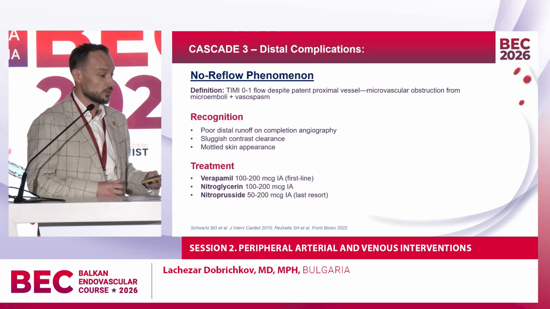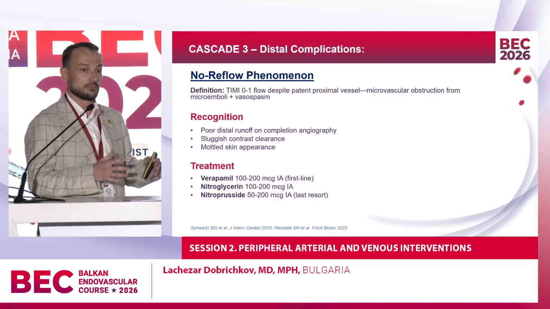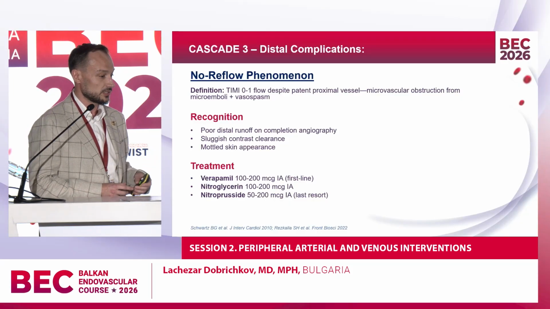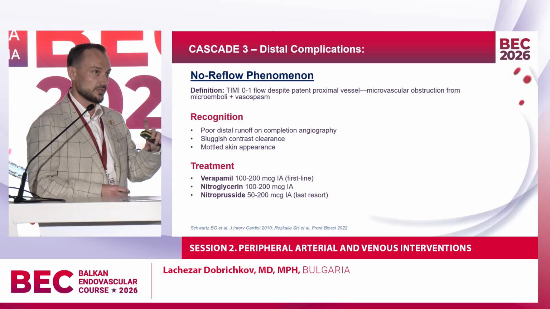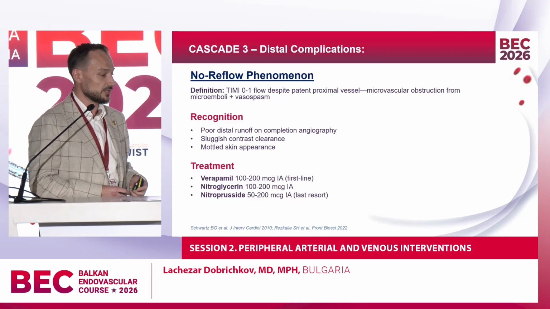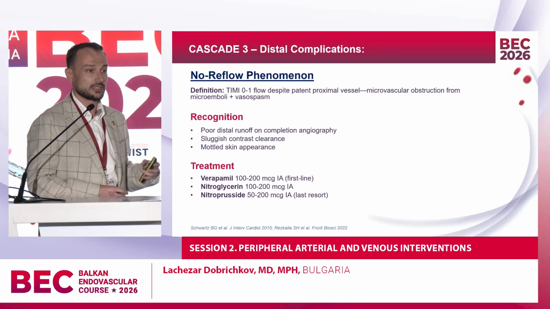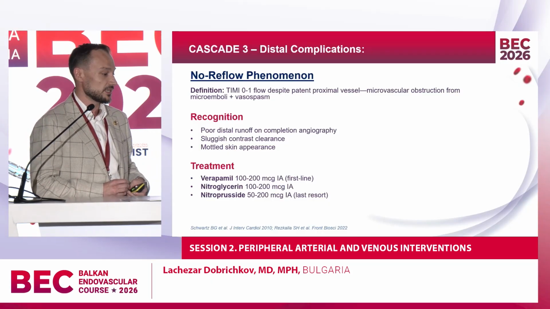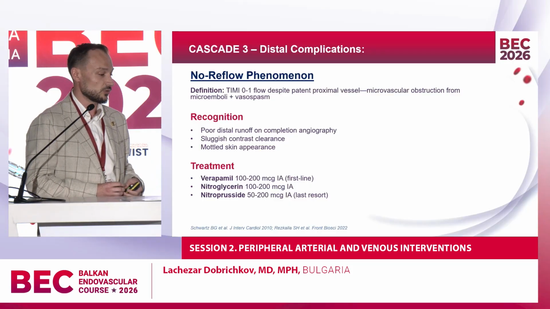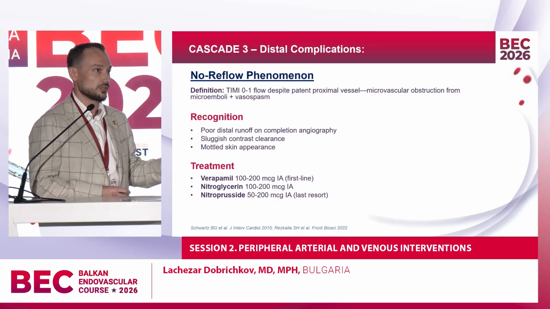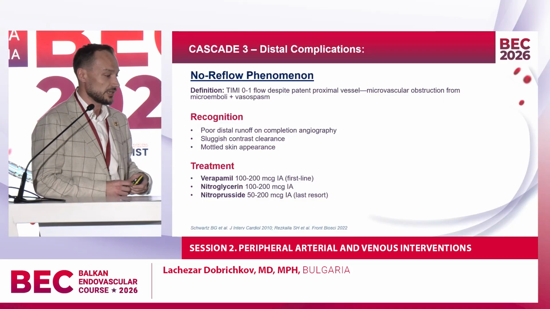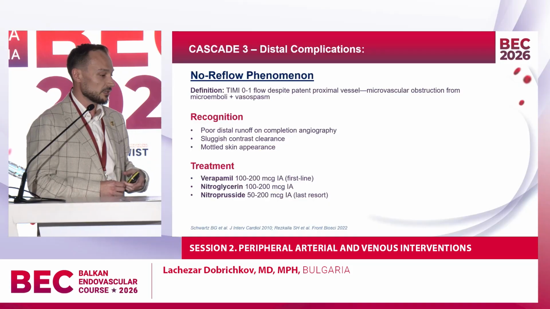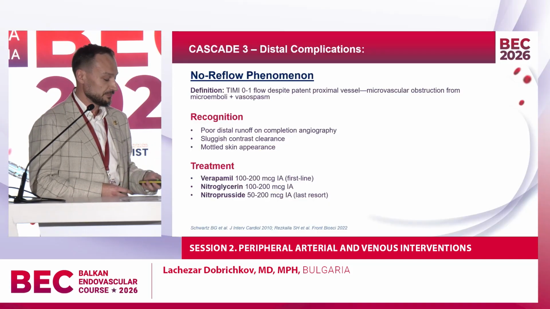So how to recognize it? Poor distal runoff despite the perfect angiogram of the treated lesion, also sluggish contrast clearance and a mottled skin appearance on the fingertips or the front part of the foot. So how to treat it? The first-line medication, according to literature, is verapamil, 100 to 200 micrograms intra-arterially through the catheter. Because of lack of availability in our clinic, we use nitro.